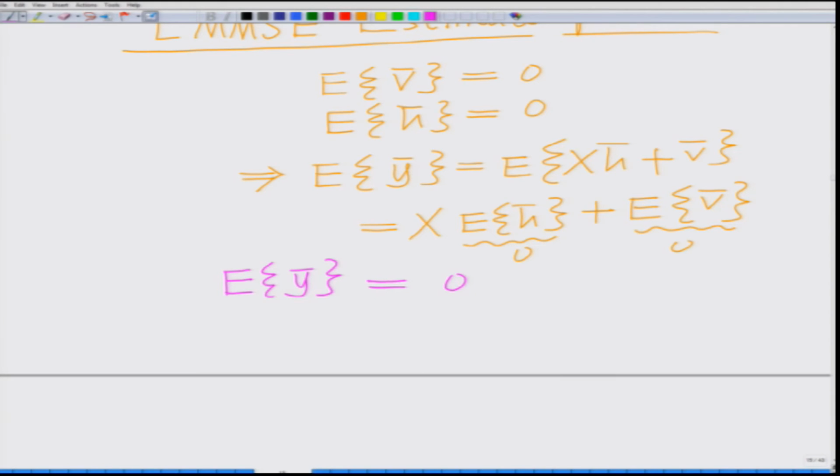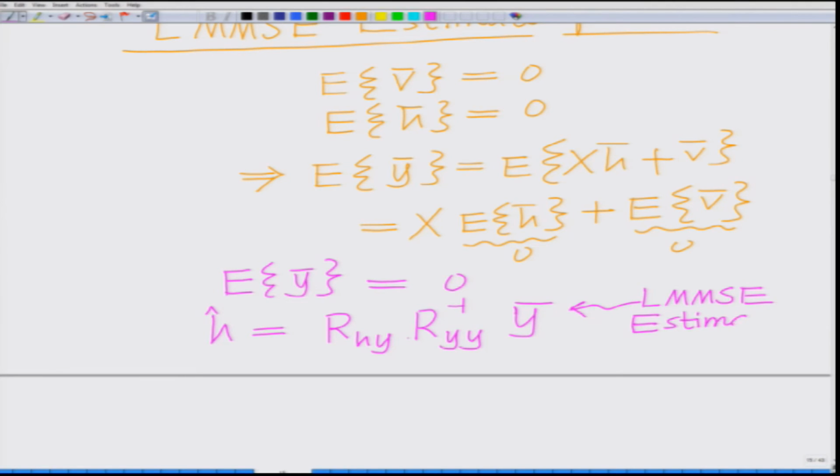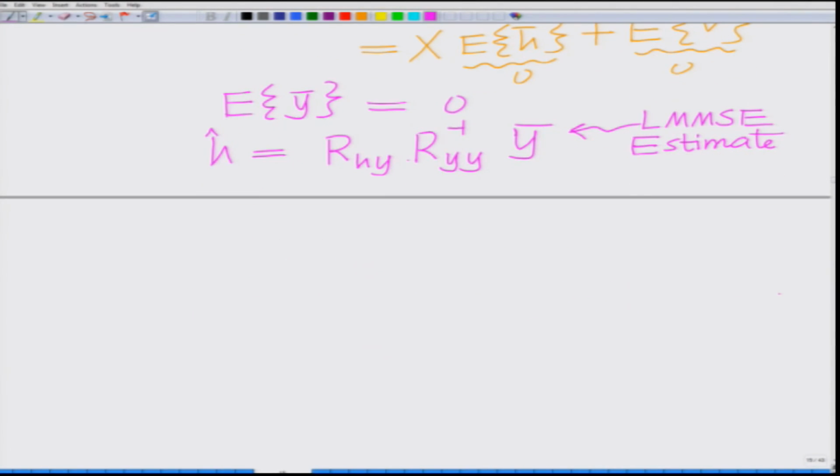So, we can use the expression for the LMMSE estimate that we have derived previously. Okay. So, we have h hat will be R h y into R y y inverse into y bar. This is the expression for the LMMSE estimate. So, now we have to find these two quantities, R h y and R y y inverse.